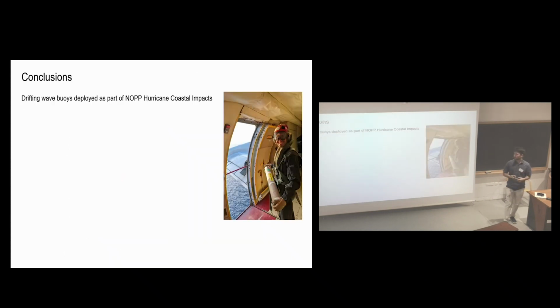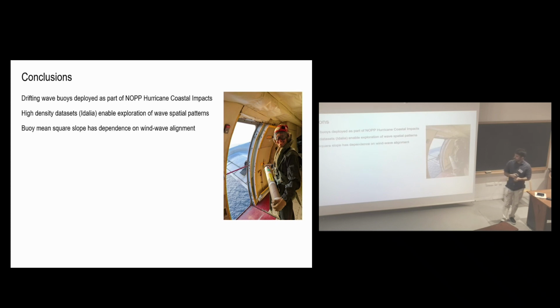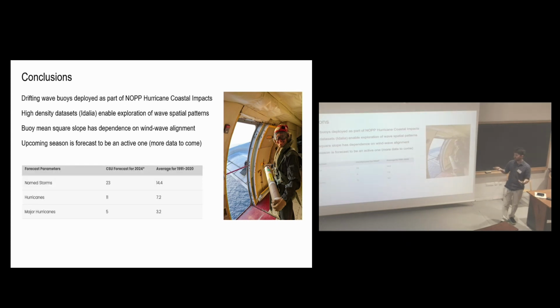And so in conclusion, we've been deploying these drifting wave buoys as part of our Hurricane Coastal Impacts project to measure waves in storms with high spatial density. This high density is starting to enable us to explore wave spatial patterns, having simultaneous measurements in all quadrants of the storm at one snapshot in time. We're finding that the mean square slope as measured by the buoys correlates with wind-wave alignment. And this is also true of the drag coefficient, so it's suggesting that these two are related, maybe causal, but definitely at least related.